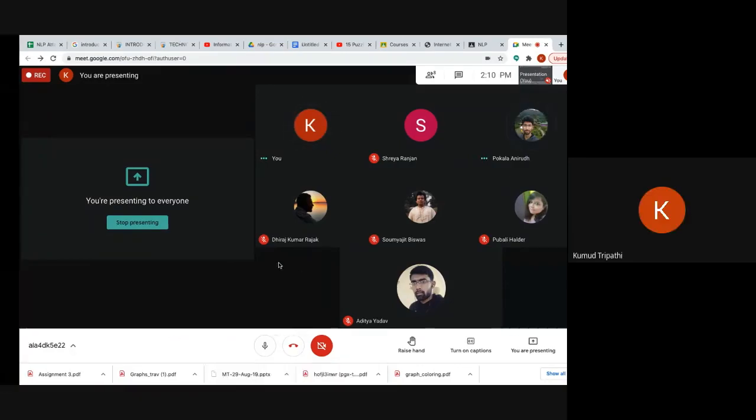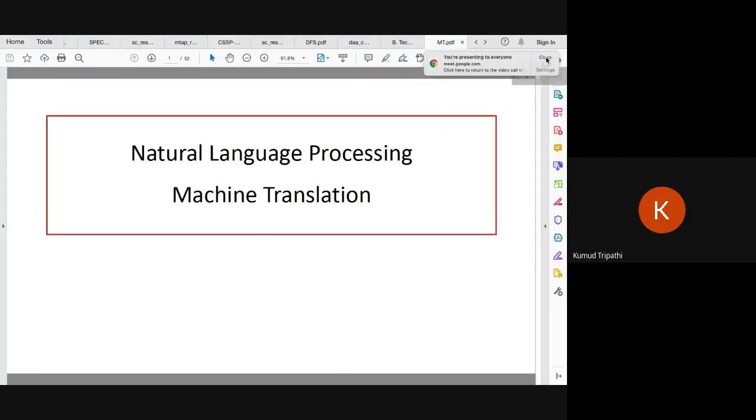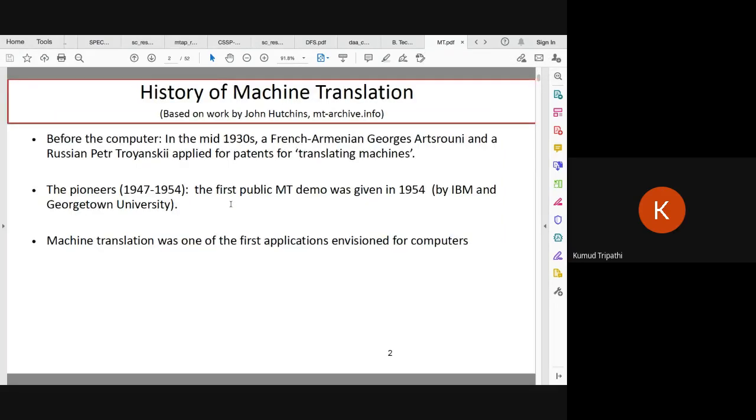Okay, so let's start with machine translation. This is the first topic of your fourth module. We'll discuss a little bit about the history of machine translation. Machine translation was explored before computers had evolved and been discussed with the public. So you can think of how old this technique is.